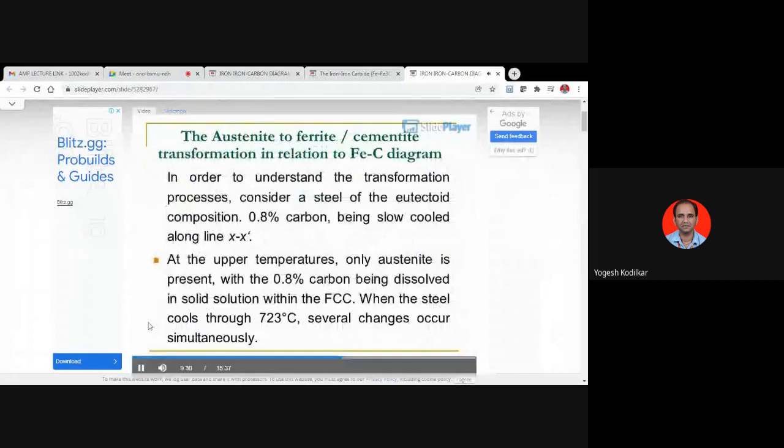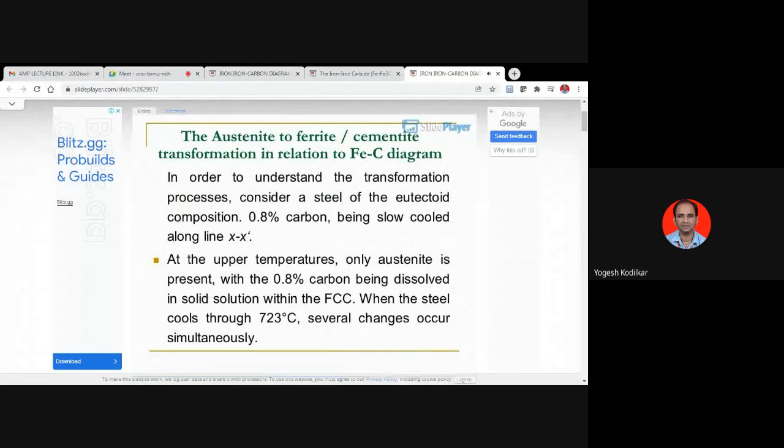In order to understand the transformation processes, consider a steel of eutectoid composition, 0.8% carbon, being slow-cooled along line XX. At the upper temperatures, only austenite is present, with the 0.8% carbon dissolved in solid solution within the FCC structure. When the steel cools through 723 degrees Celsius, several changes occur simultaneously.